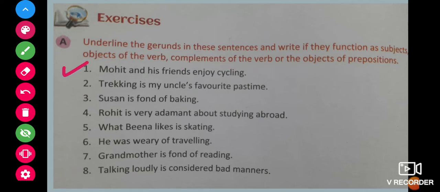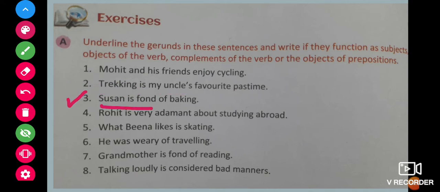Mohit and his friends enjoy cycling. Here cycling is the gerund and enjoy is the verb here. So here cycling is acting as the object of the verb. Second example, trekking is my uncle's favorite pastime. So here trekking is acting as the subject and here we have is, which is the verb. So here trekking is acting as the subject of the verb.